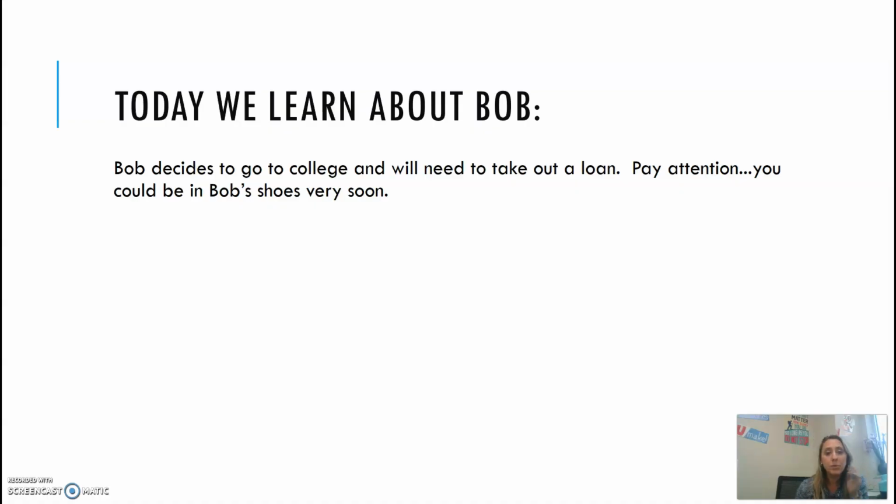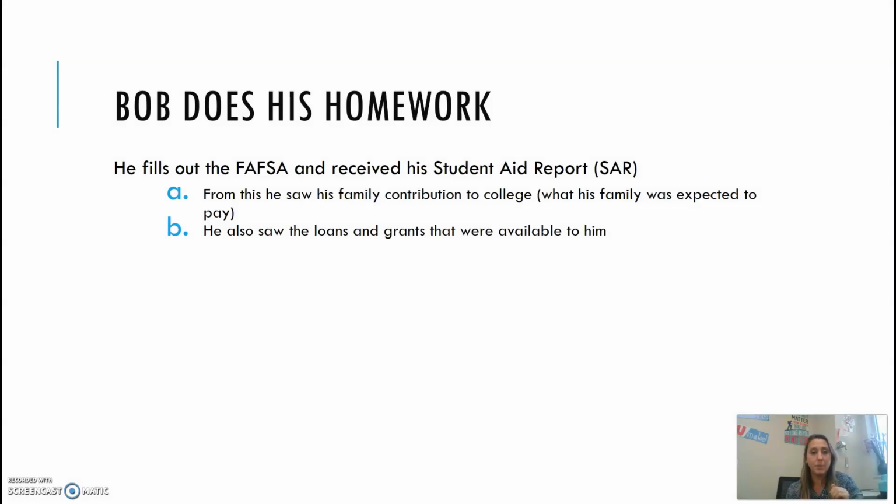All right, so Bob, we're going to talk about Bob. He's going to decide to go to college. He needs to take out loans, and we need to pay attention because this could be us someday. So we want to think about this. So he filled out the FAFSA.